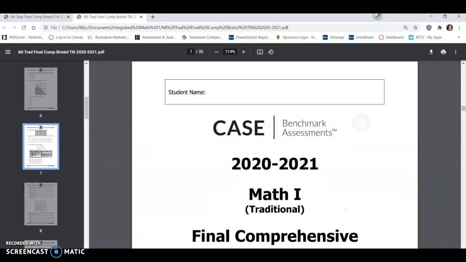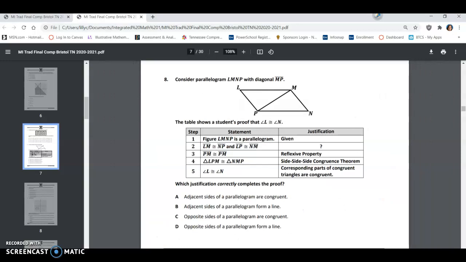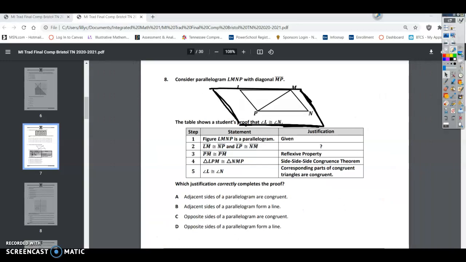All right, let me see if I can shrink it here so you can see the statements. All right, so A part says adjacent sides of a parallelogram. Okay, so adjacent sides we don't talk about as much as opposite sides. So let's look at the two that says opposite sides. Opposite sides of a parallelogram are congruent. Okay, that's the definition of parallelogram. So that's probably the answer.